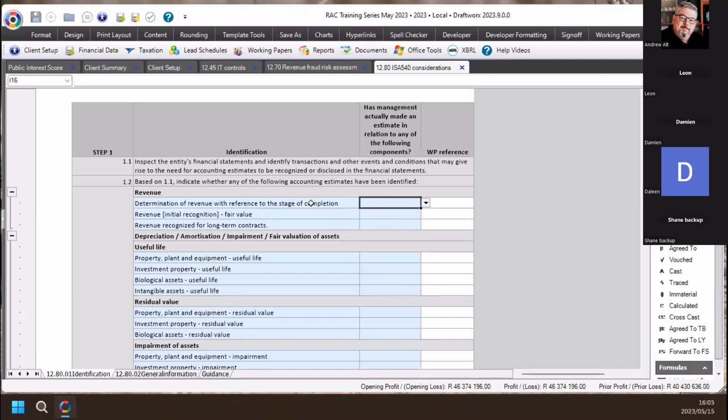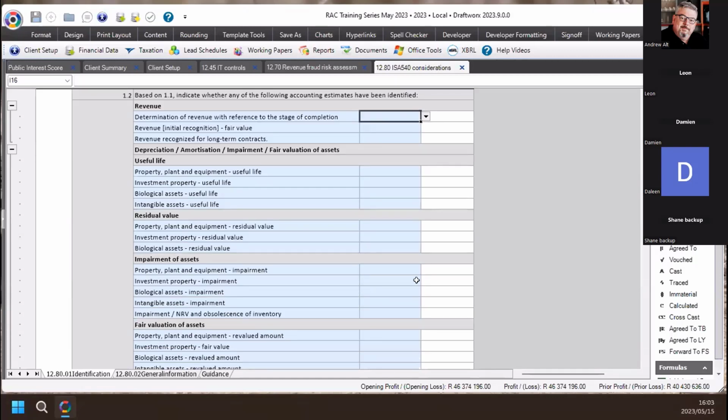determination of revenue with regards to stage of completion or fair value or long-term contracts. Management might be wanting to push up their bonuses because their bonuses are linked to revenue. So wherever there's a stage of completion, they'll say, oh, it's 80% complete where it should be 70, to inflate revenue, to inflate their bonuses. That's what we're trying to do. We're trying to look for any sign of management bias related to the estimates that they're making.